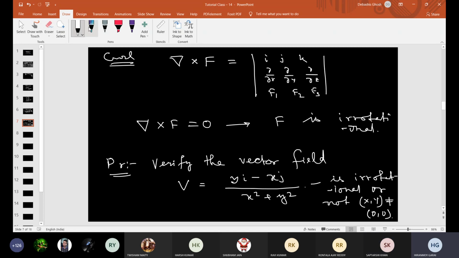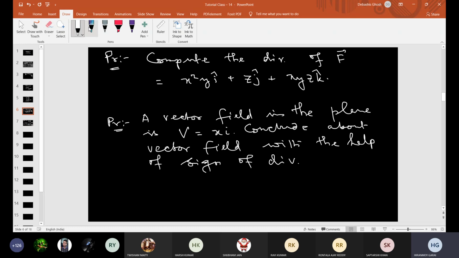Previous slide, sir. How to solve this problem in the current field? A vector field v equals xi. It should be denoted by the velocity vector. Okay, so that is your vector valued function, the vector field.